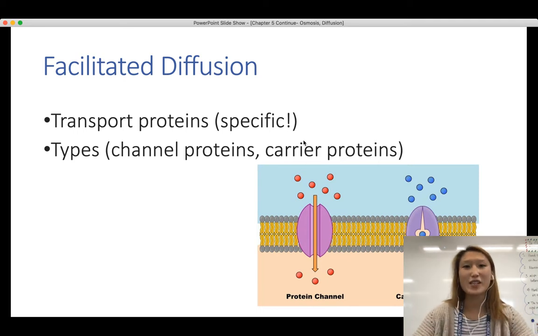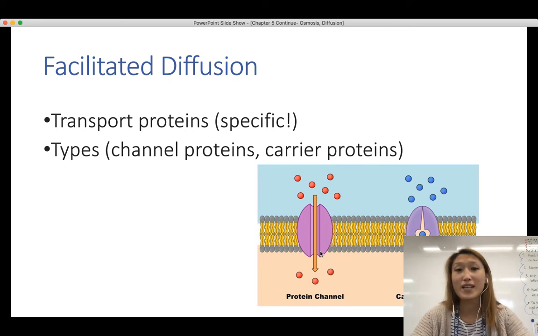And proteins are specific in terms of what they do, right? So proteins are folded, so the molecules that can travel through the protein and/or bind to the protein and get carried to the other side of the cell membrane, this is all very specific. One type of transport protein will allow only one type of molecule to get through it. And then there are two different types.